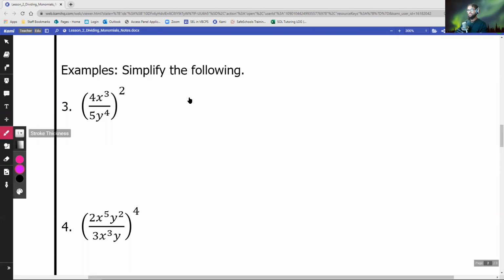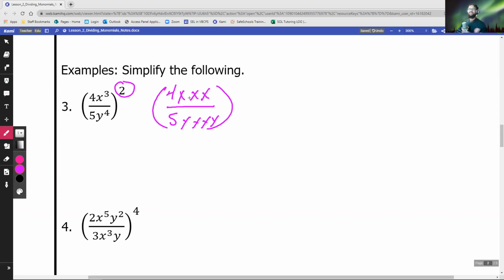4x times x cubed, and then 5y times y times y times y. So that's it written out once. Remember, this 2 tells us how many times we're going to write everything that's in the parentheses, and I wrote out my exponents expanded. And then we write it again. 4x cubed, that's where my 3 x's come from, over 5, y to the 4th, y times y times y times y.